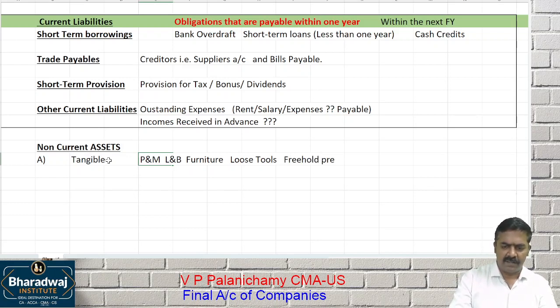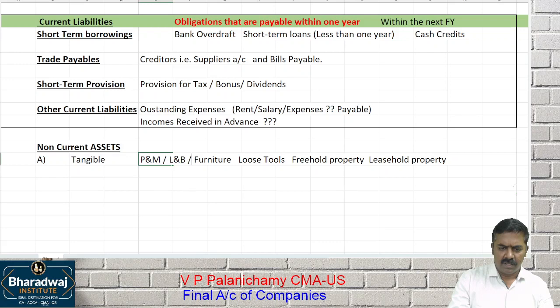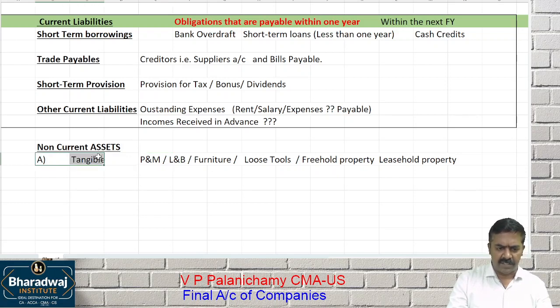Freehold property, meaning owned property. Leasehold property, meaning assets held under lease. All tangible assets will come: plant and machinery, land and building, furniture, tools, freehold property, and which one? Leasehold property. Everything will come under which assets? Tangible assets. B, what is it? Intangible assets.